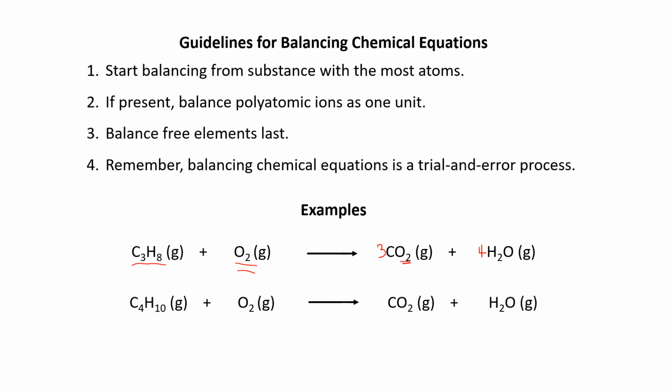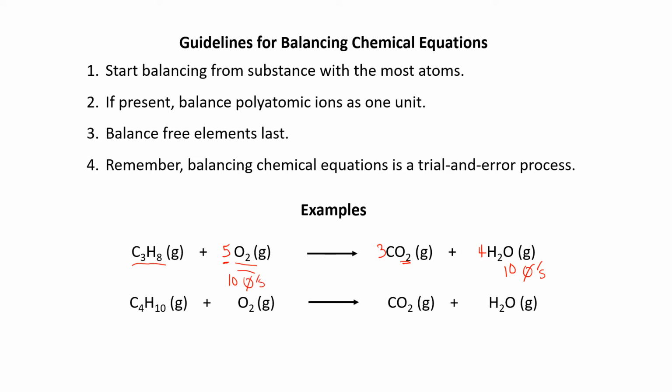And then 4 times 1, that's 4 oxygens. So that gives me a total of 10 oxygens on this side. So what I would do to get 10 oxygens on this side, I'll just write 10 oxygens here on this side. I'd put a 5 in front of this diatomic oxygen, so 5 times 2 would give me 10 oxygens on this side.